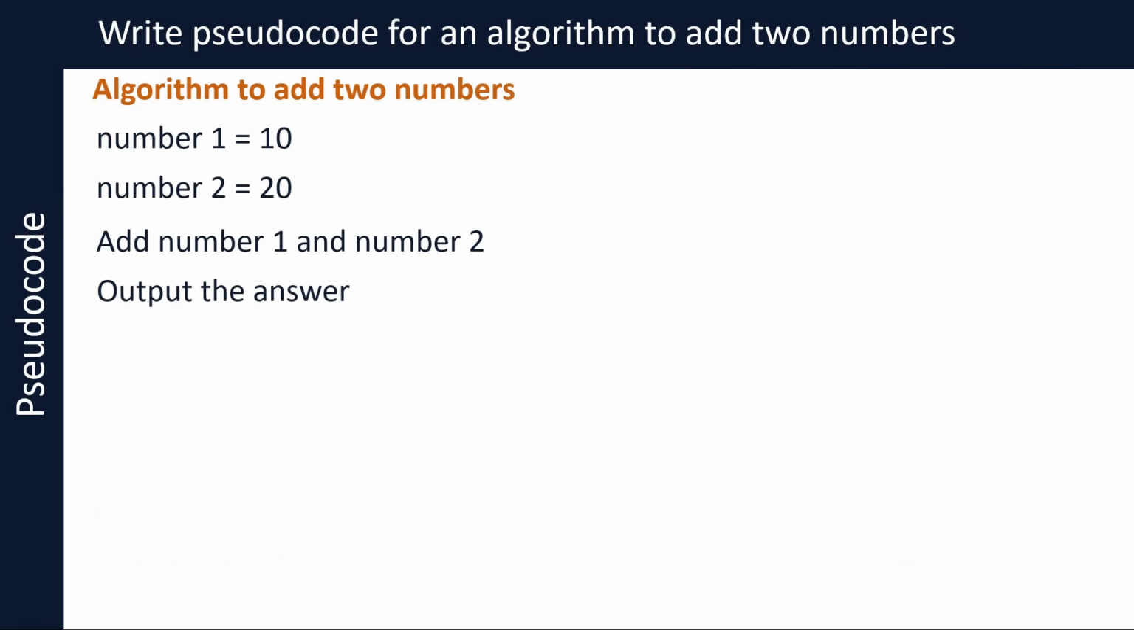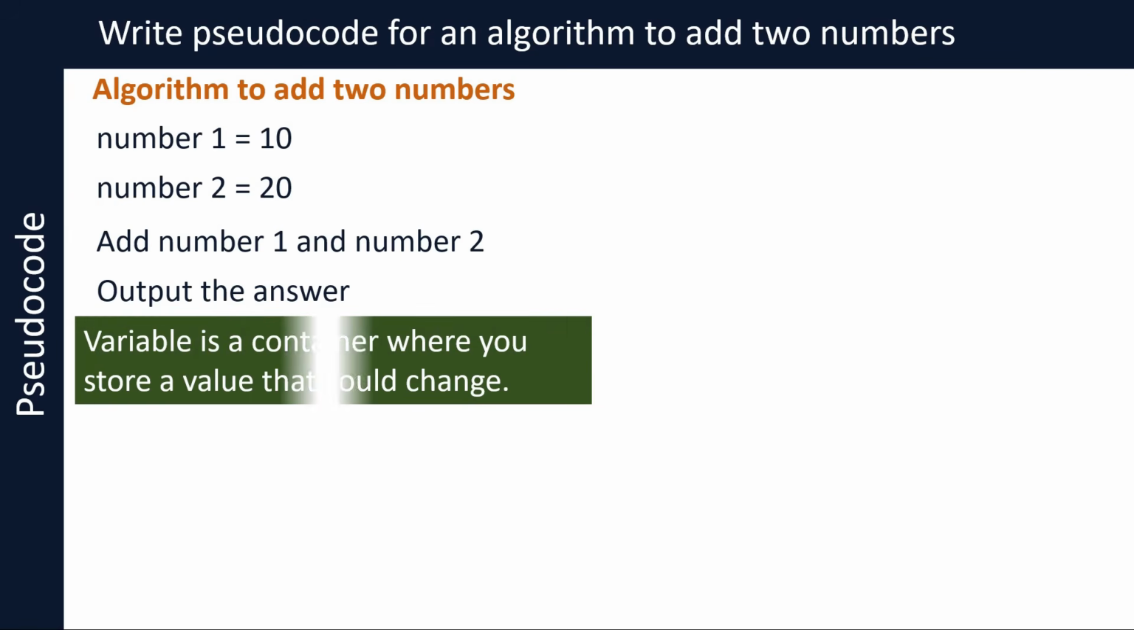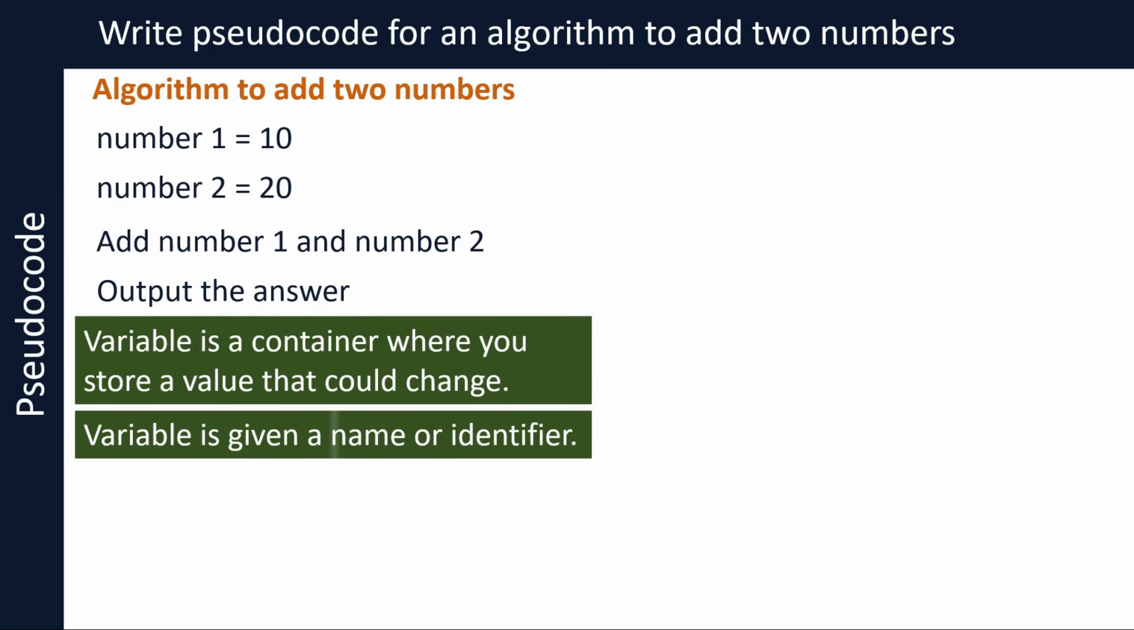We will discuss variables in detail in a separate video, but let's just talk a little bit about variables before we move further. As we saw in the first part of this two-part video presentation, a variable is a container where you can store a value which could change during the course of the algorithm or program. A variable is given a name too, which is also known as an identifier.